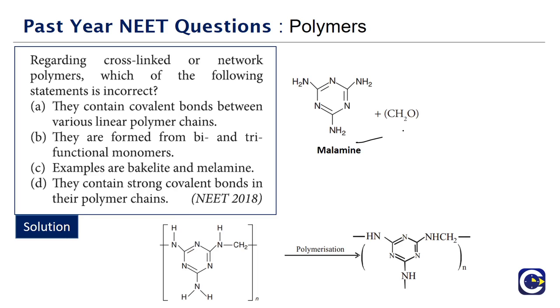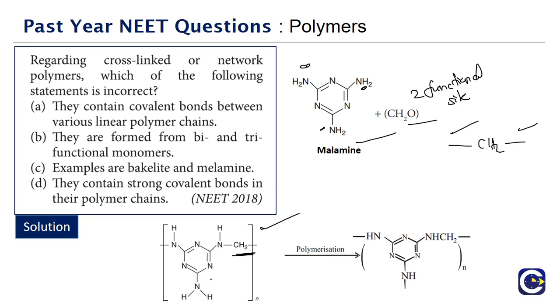Next we look at melamine formaldehyde resin. Here also formaldehyde has got two functional sites, means that CH2 of the formaldehyde has got two sites where it can bond. And if you look at the melamine polymer chain, the normal polymer chain, the bonding of the CH2 is happening to the nitrogens that are attached to the ring.